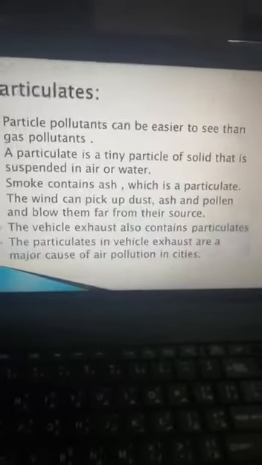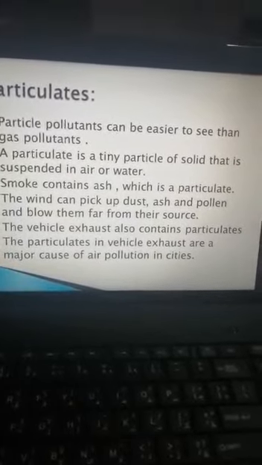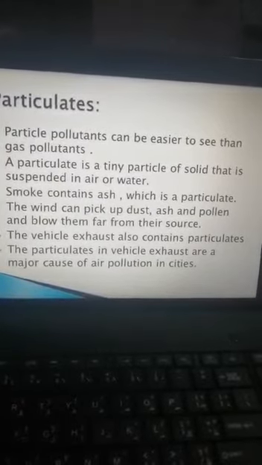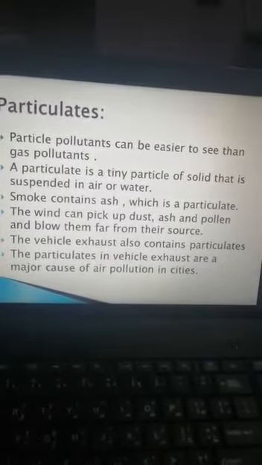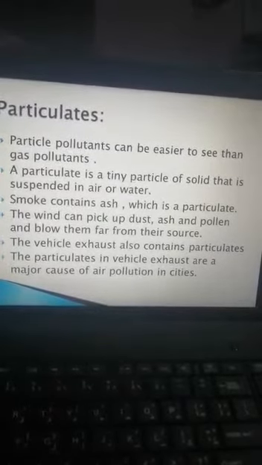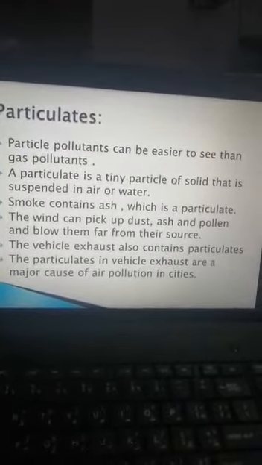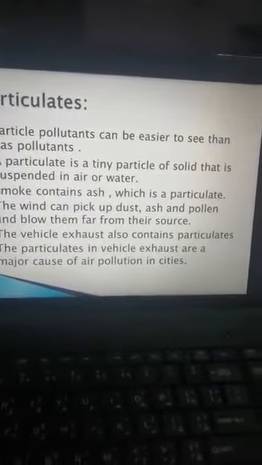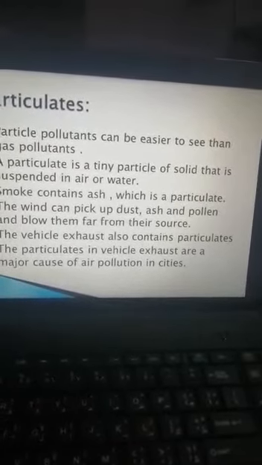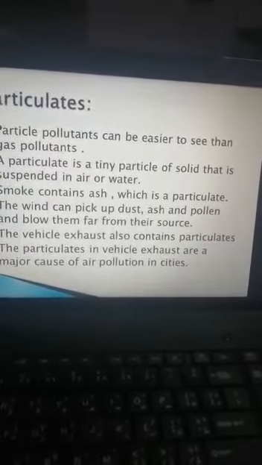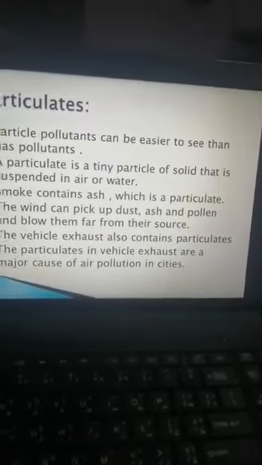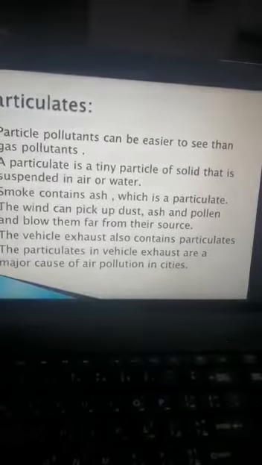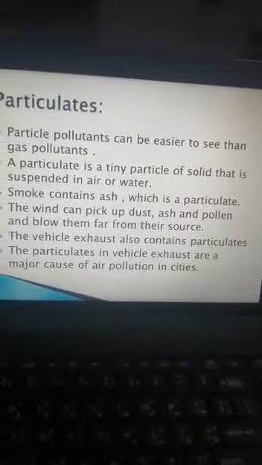Number 2, particulates. What's meant by particulates is a tiny particle of solid. Smoke contains ash, which is a particulate. So particulates like what? Like ash, like smoke, like dust. And the wind can pick up dust, ash, and pollen and blow them far from their source. And also particulates like vehicle exhaust, which may cause air pollution. And the major cause of air pollution is the particulates in vehicle exhaust.